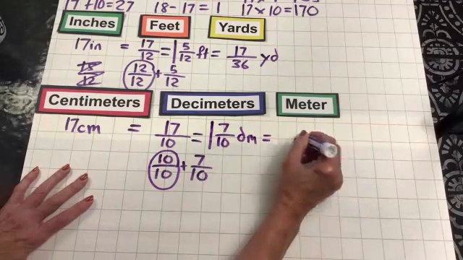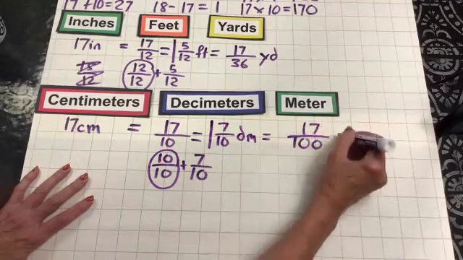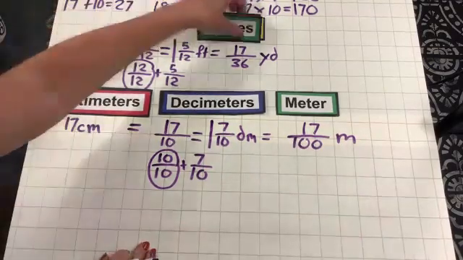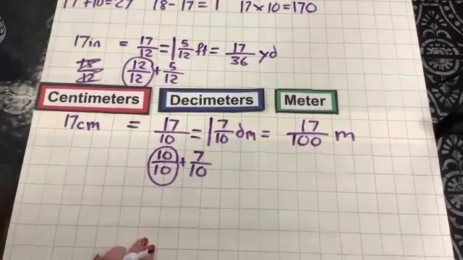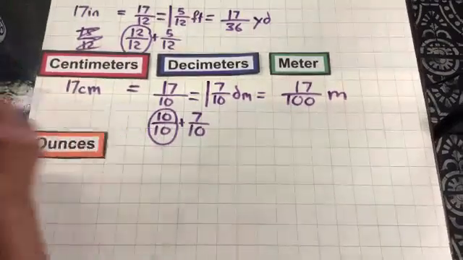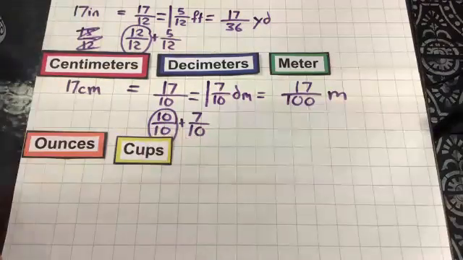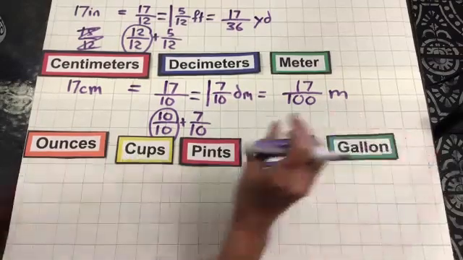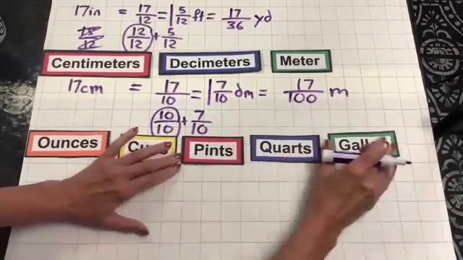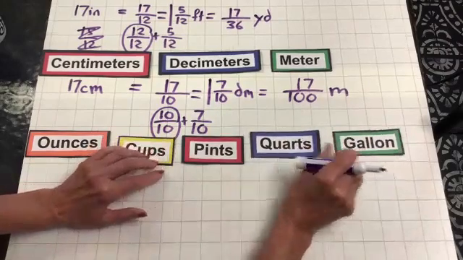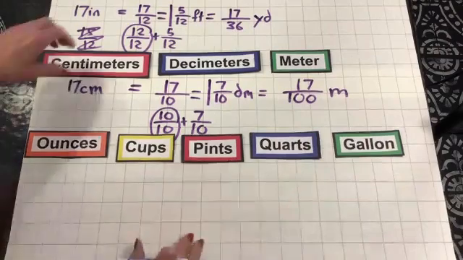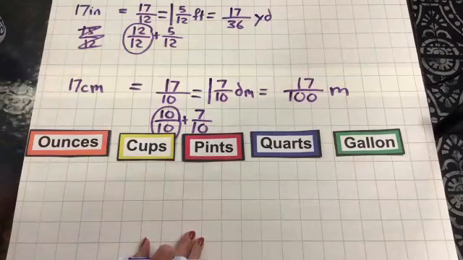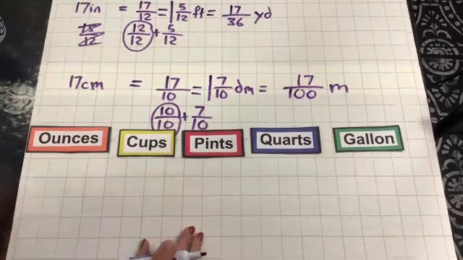It takes 100 centimeters to make a meter. So we have 17/100ths of a meter. All right, let's move on to liquid measurement. In the standard form is ounces, cups, pints, quarts, and gallons. All right. So our conversions, it's real important to understand those conversions and what it takes to make another. So I'm going to go ahead and move my paper up so I can write comfortably.